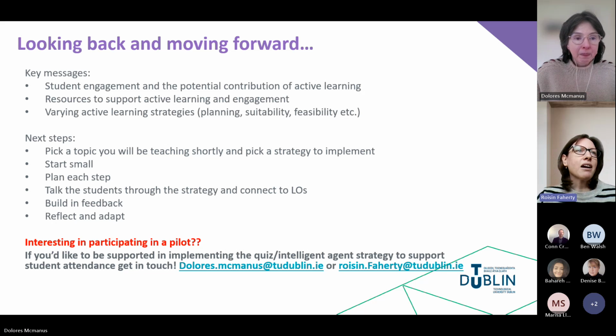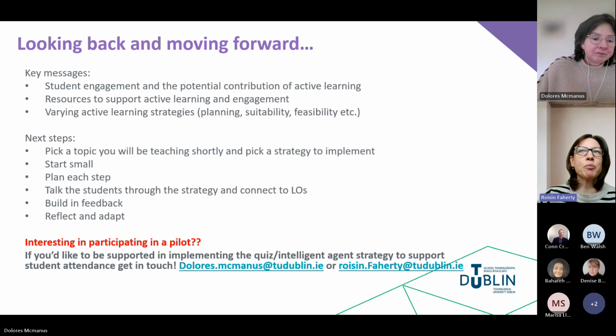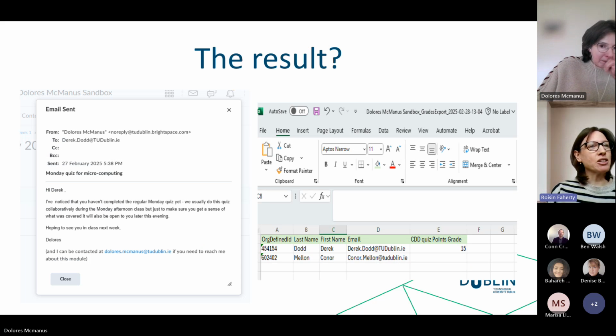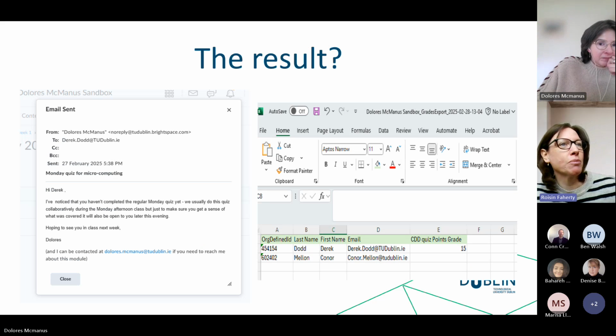Can I just ask, I'm really excited to hear about this intelligent agents element and the quizzes in Brightspace. I'm a Moodler, if there is such a thing. So since the move to Brightspace, I haven't actually been using it, so this is really new to me. I'm just wondering, if people want to find out more about how to do this, where can they go?